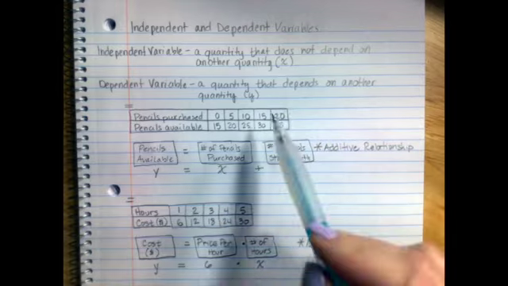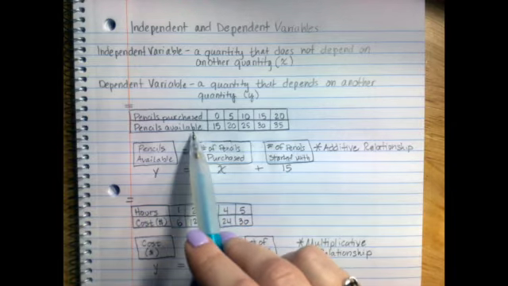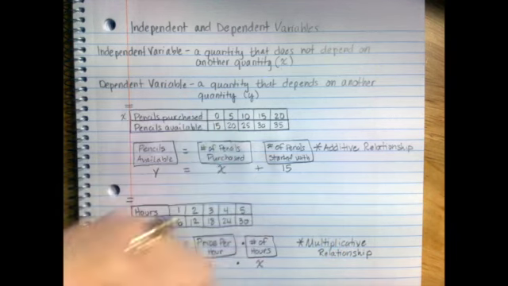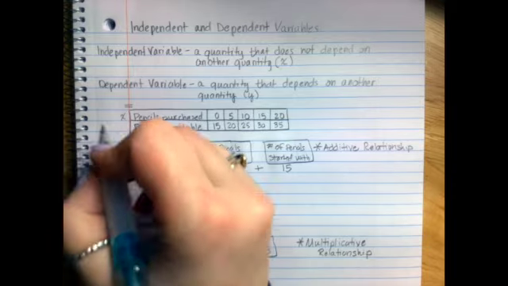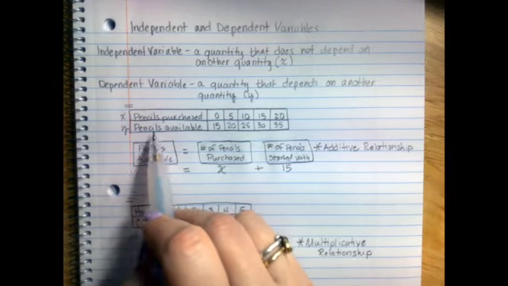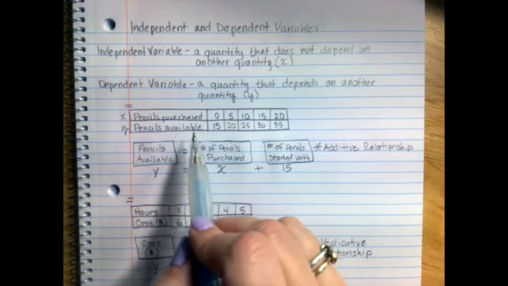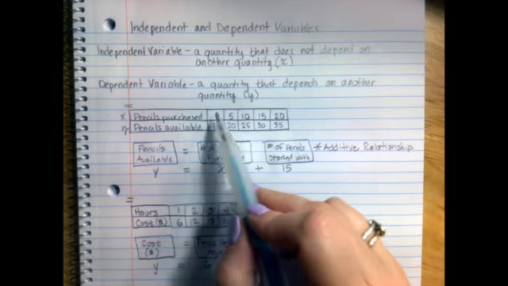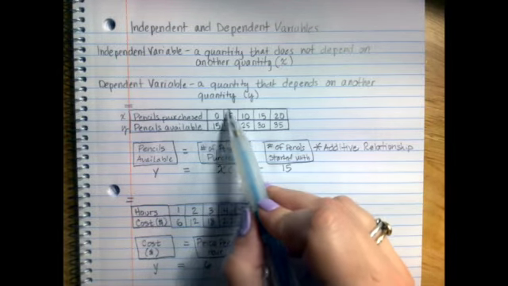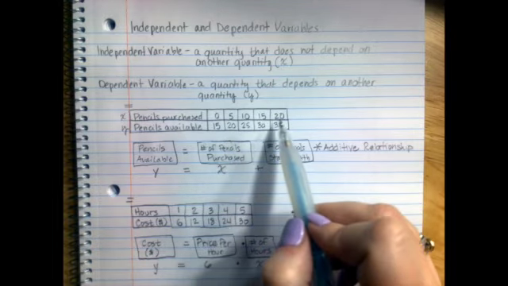Okay, so for example, in this table, we have pencils purchased and pencils available. When they write a table this way, your x value should always be on top, which is your independent variable, and your y value is on the bottom, which is your dependent. So the number of pencils available totally depends on how many pencils were purchased. Okay, so if you don't purchase anything, you have 15 available. Well, if you purchase 5, you have 20 available. 10 and 25 and so on.